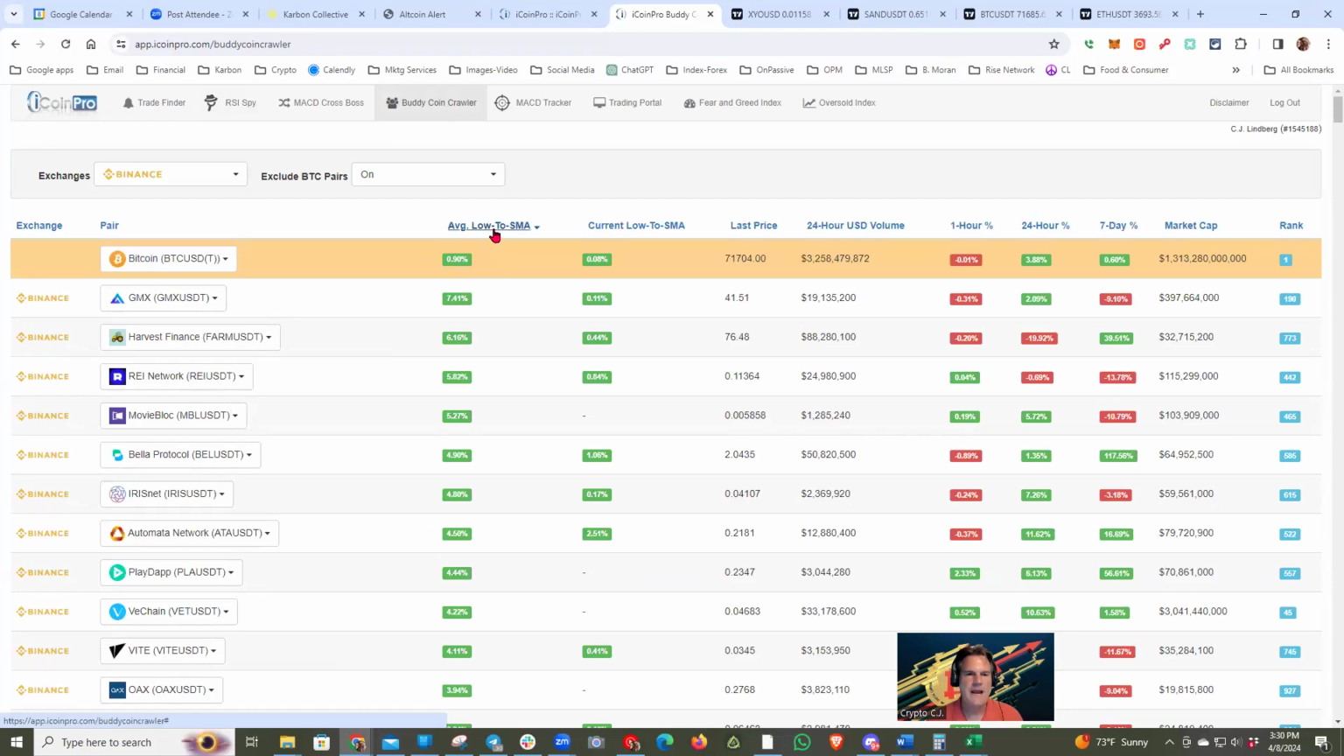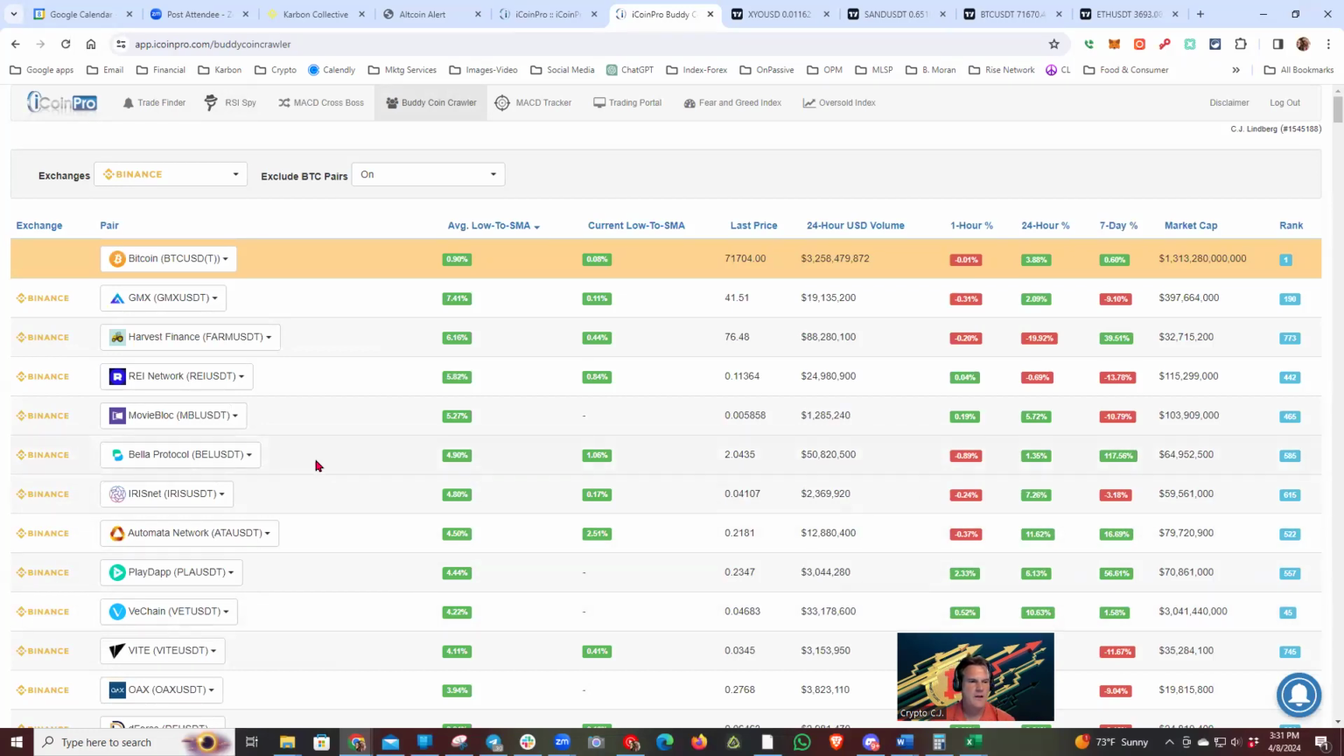And I'm going to sort this from the average low to the SMA. The low is a 24-hour low. SMA line's the red line you see between my Bollinger Bands. And I'm looking for values 4% or higher. These are telling me what's moving. It doesn't tell me which direction it's moving. It's just coins that are moving today.